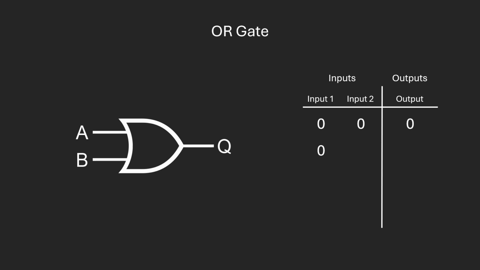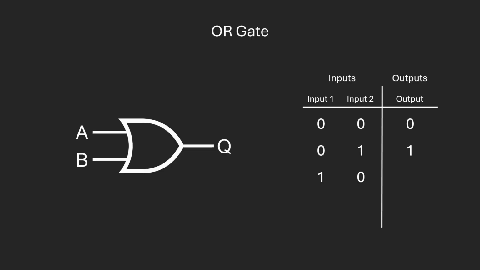If input 1 is a 0, but input 2 is a 1, then we have at least one input that's currently true. This makes our output true. So our output here would be a 1. What about when input 1 is a 1 and input 2 is a 0? Well, there's no difference between this case and the previous one. At least one input has a value of 1, making our output also have a value of 1. And the last case would be where both inputs are 1. In this case, our output would also be a 1.